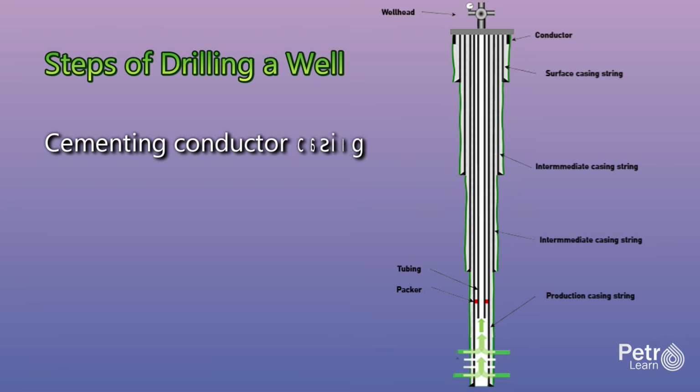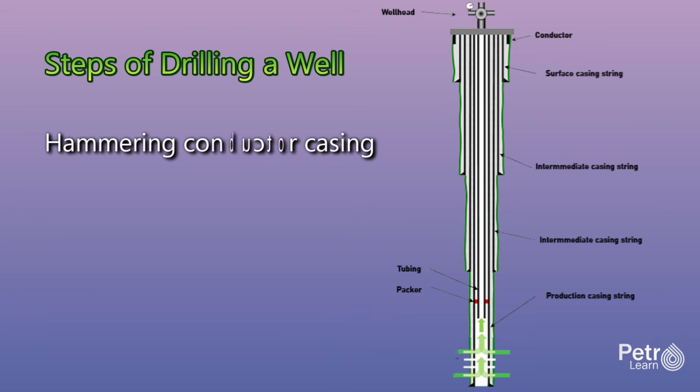After pumping is complete, the cement must cure, typically requiring 8 to 24 hours to develop sufficient strength. A cement bond log, a specialized downhole tool, may be run to verify that the cement fills the annulus completely with no voids or channels. An alternative method for installing conductor casing is to drive it into the ground using a hydraulic or pneumatic hammer, eliminating the need to drill a conductor hole first.